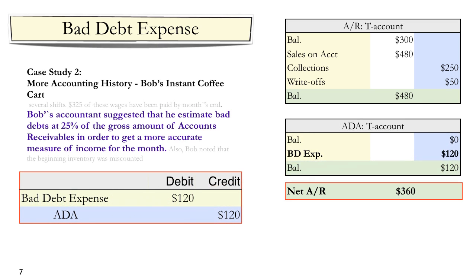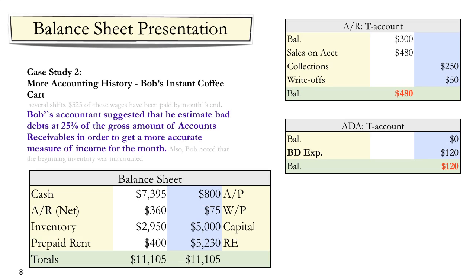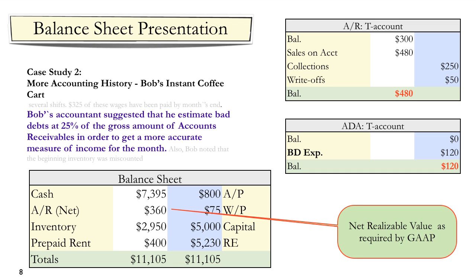And we can do this with the journal entry: debit bad debt expense $120, credit the allowance for doubtful accounts for $120. Notice that after we make the journal entry for bad debt expense, the net accounts receivable is what's shown on the balance sheet, and that is $360.